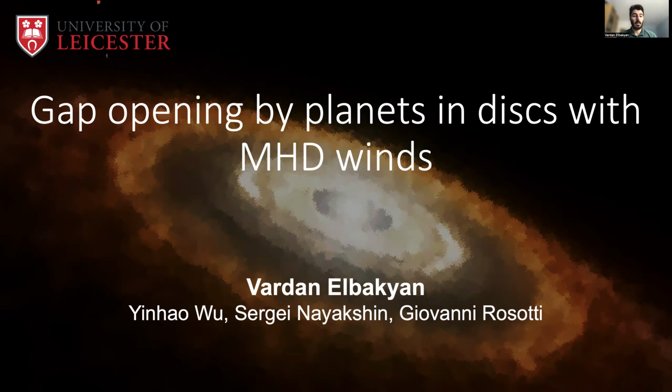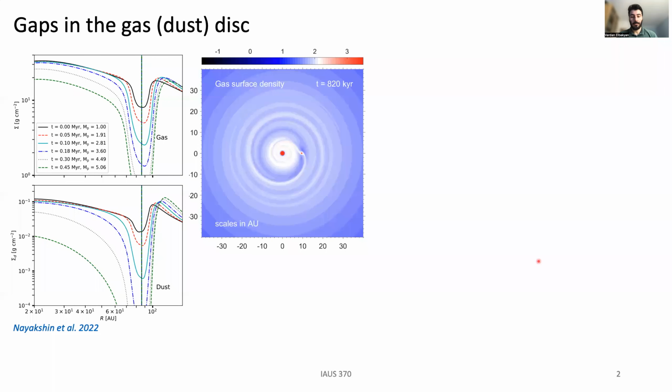Hi everyone. My talk is on the gap opening process in the disk with MHD winds. As you all know, gas giant planets embedded in the disk produce tidal torques that tend to push the gas away from its orbit and carve a gap in the vicinity of the planet inside the disk. And planet-mediated gap opening in the dust component of the disk is even more efficient, requiring lower planet masses.